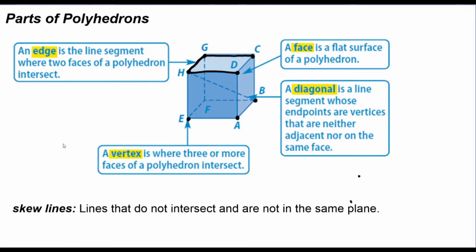and they would be called skew lines. So if you're imagining this cube here, imagine the line that goes through D and C. Put on your three-dimensional thinking hat, and then imagine a line that goes through E and A. Those two lines would be skew. They would never intersect, and they're not in the same plane. We couldn't lay them on a flat piece of paper because they go in different directions in space. So that is what we're talking about when we talk about skew lines. And those are all the parts of a polyhedron. We're going to be using that vocabulary.